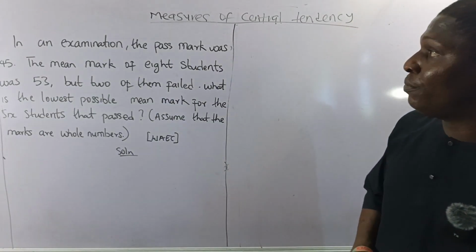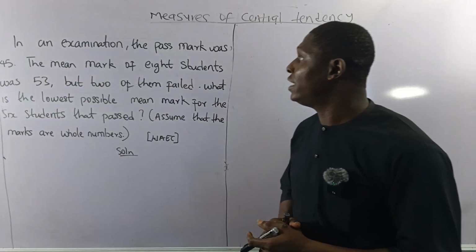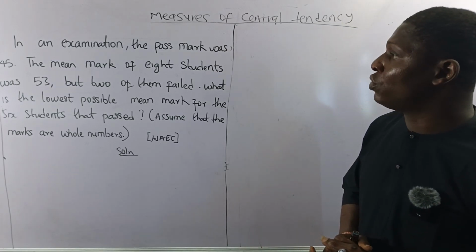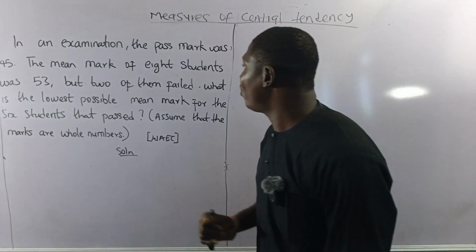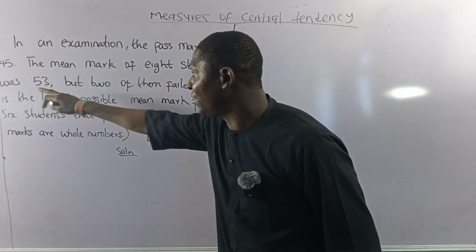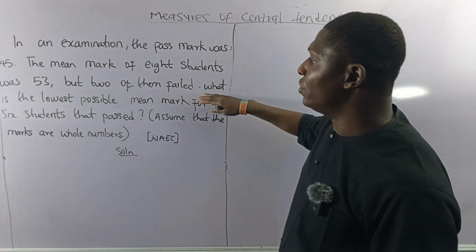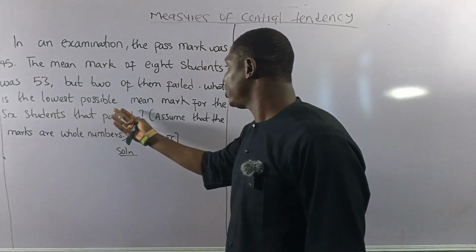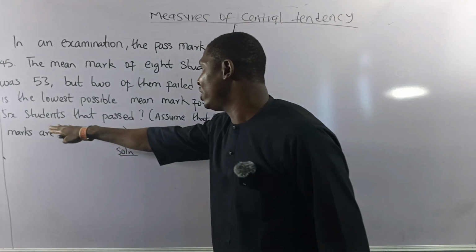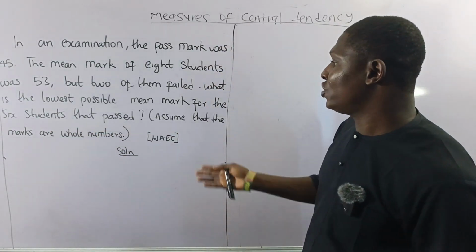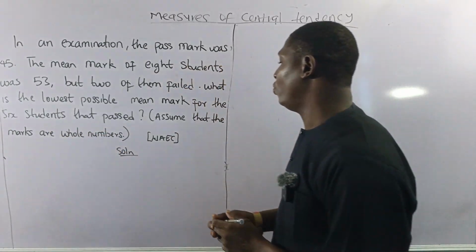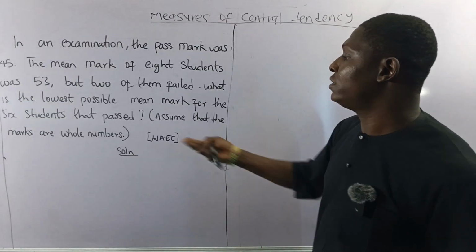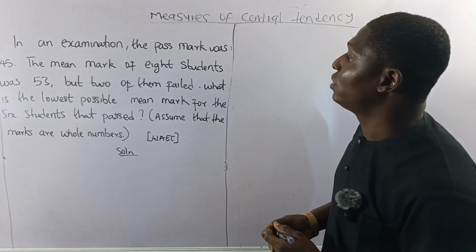We have a question on the whiteboard. It says, in an examination, the pass mark was 45. The mean mark of 8 students was 53, but 2 of them failed. What is the lowest possible mean mark for the 6 students that pass? Assume that the marks are whole numbers. And this is a WAEC question.